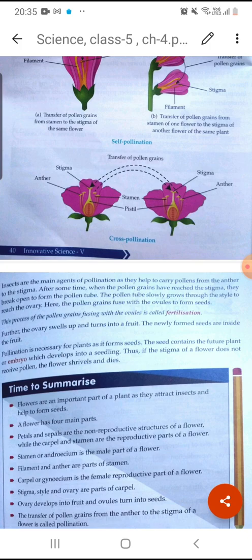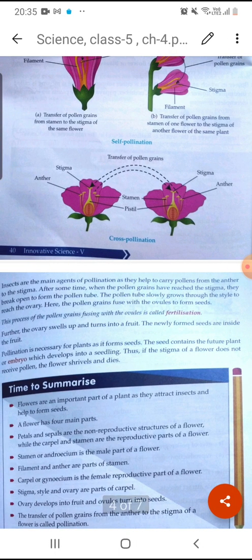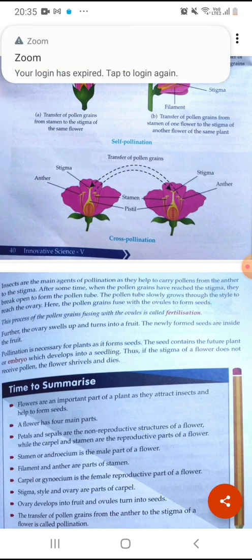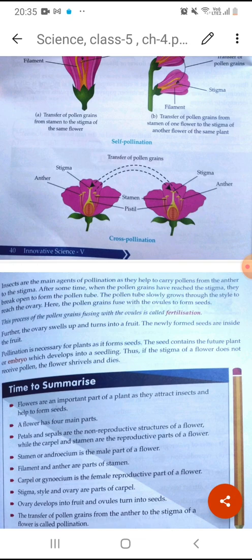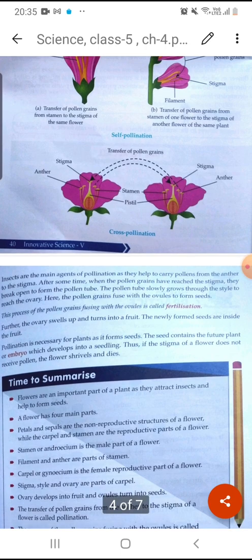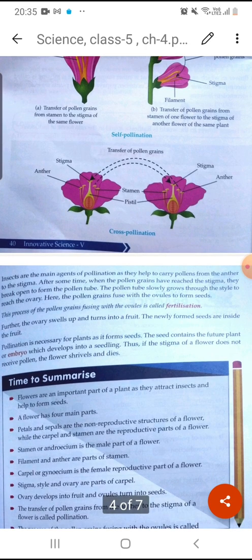Now, insects are the agents of pollination. Why? Because they help to carry the pollen from the anther to the stigma. After some time, when the pollen grains have reached the stigma, they break open to form the pollen tube.